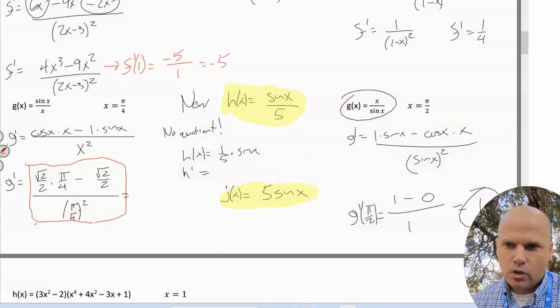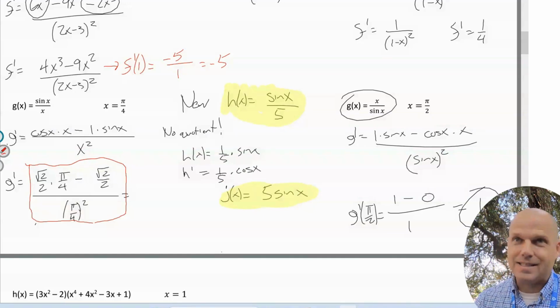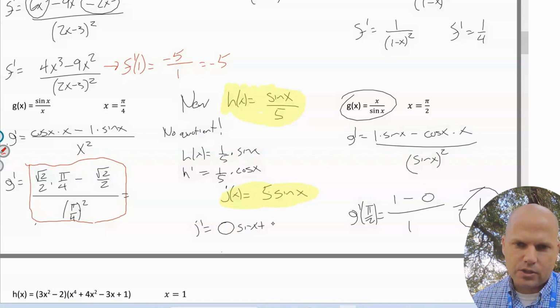So don't use the quotient rule unless you see x's divided by x's. What about this guy? Well, you could use the product rule. But if you use the product rule, the slopes of the first are 0. So here's the slopes of the first times the second, plus the slopes of the second times the first, and I get 5 cos x. Cool, because this is just 0.